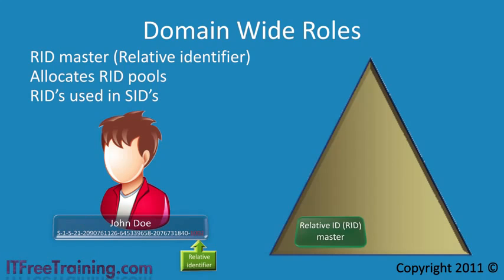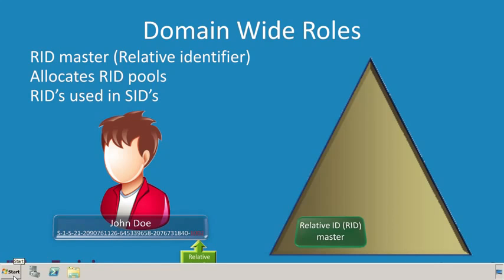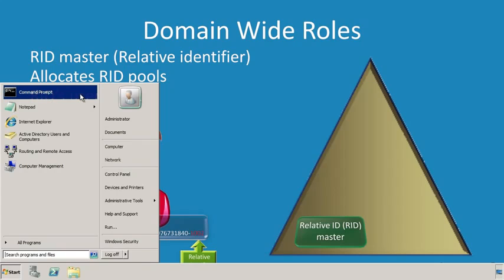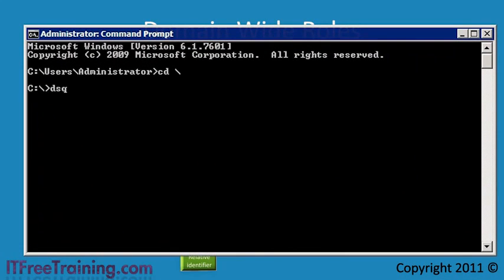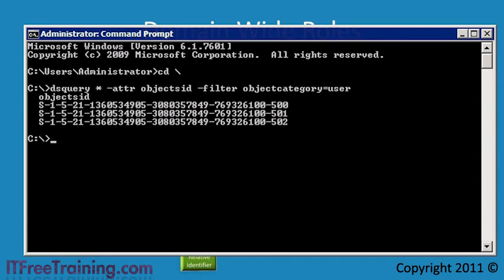The RID master gives out relative IDs which are part of the SID. To demonstrate how the RID forms part of a SID, I will open a command prompt on my domain controller. From the command prompt, I will run a query that will show all the user SIDs in my domain. Since this is a new domain, there aren't too many users created as yet. Notice that all the SIDs listed here have a number appended on the end, starting with 500. This is the relative ID.